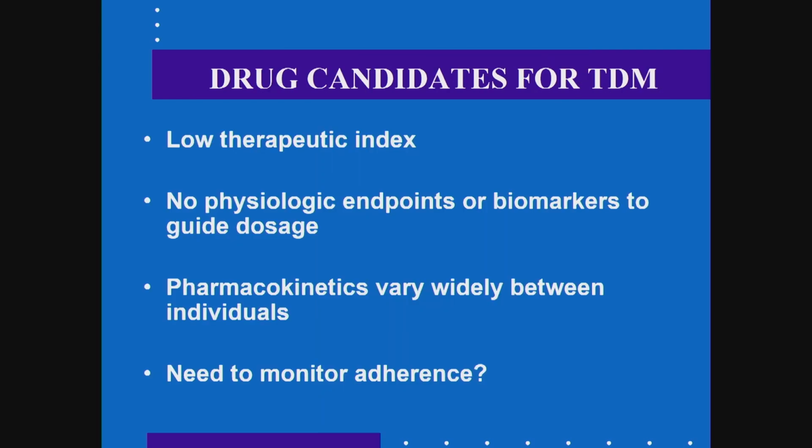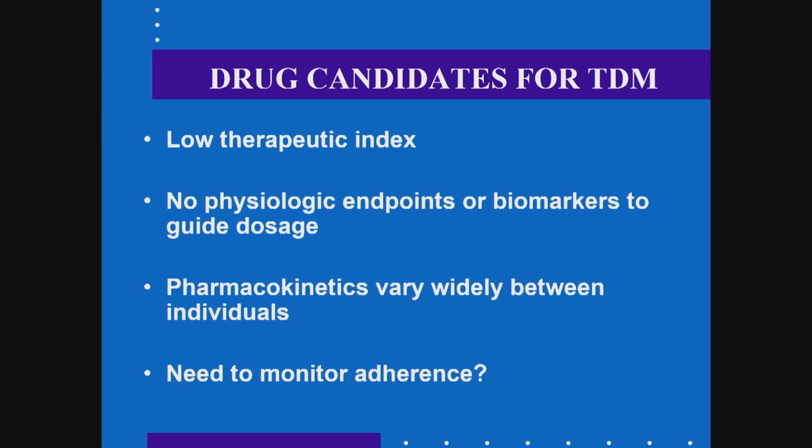Now, what drugs are candidates for therapeutic drug monitoring? Generally, drugs with low therapeutic index, meaning that we can quickly move from concentrations that are therapeutic into ranges of concentrations that can cause toxicity. The example of lithium is a very good example of a drug with a low therapeutic index, but there are many others like digoxin and some antibiotics. But in any event, that category of drugs is a good category of agents for therapeutic drug monitoring.